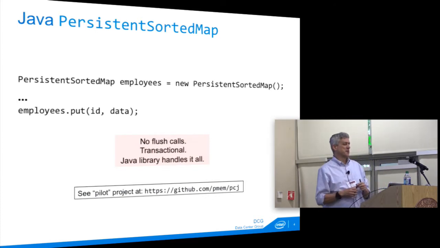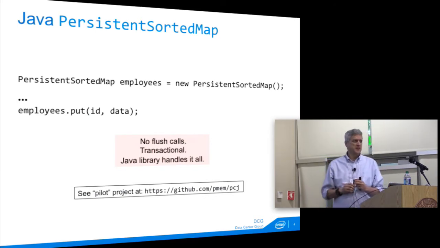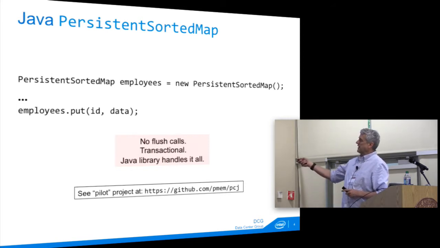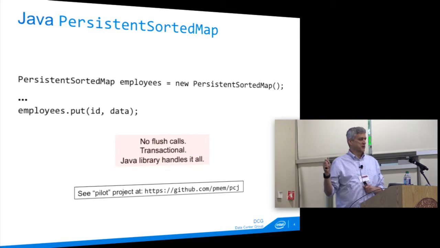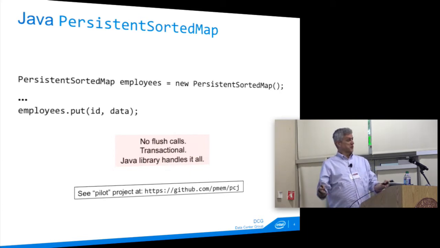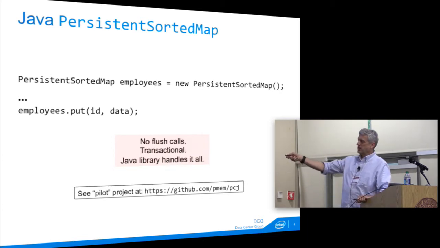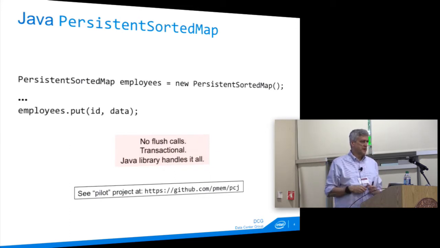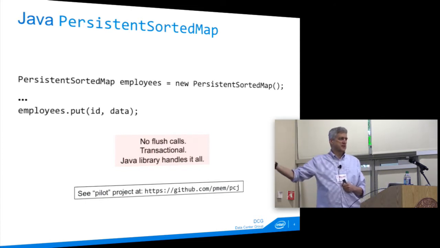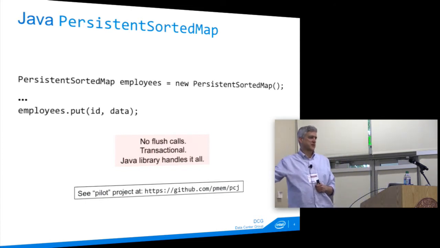If you're a Java programmer, you might recognize one of the common Java classes. It's called a sorted map. And we have a new version of it called the persistent sorted map. It works just like sorted map. You might recognize this API where I'm just doing a put here to set some element in the map. It's Java, it looks like Java, it's garbage collected, but it's persistent, right?